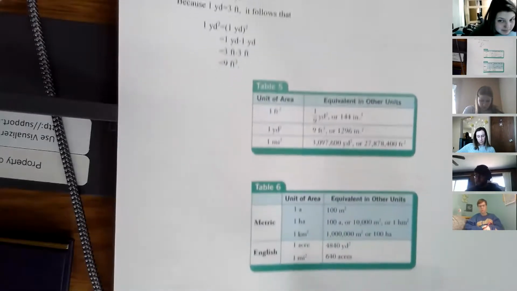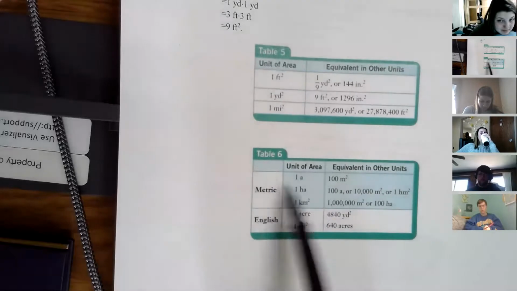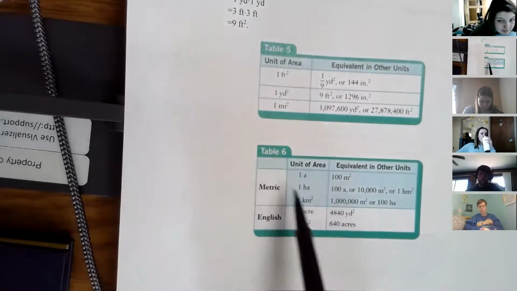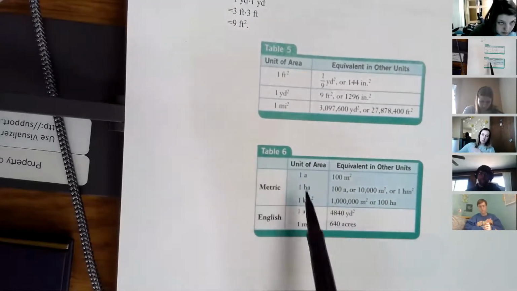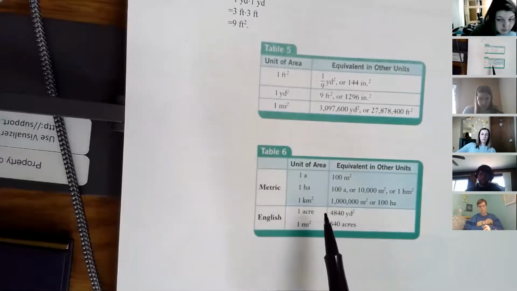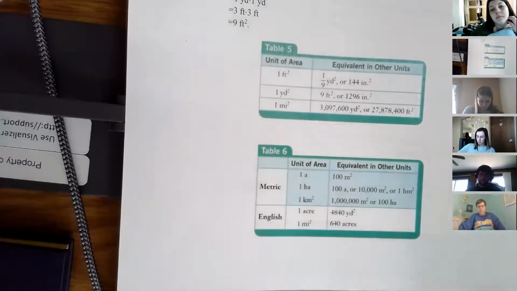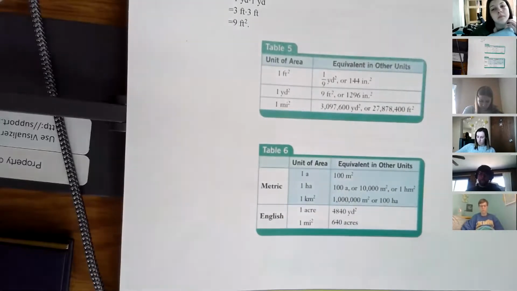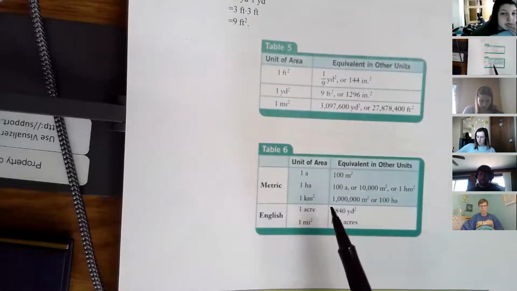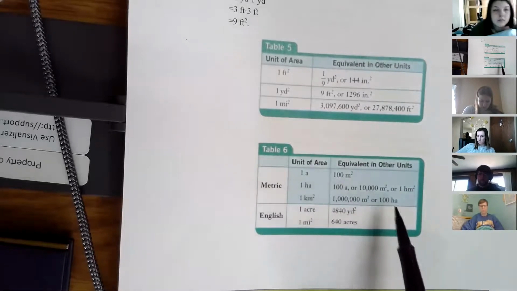And then here are some of the metric units and acres. So 1 acre is equivalent to 40 square yards, and 1 square mile is 640 acres. And then 1 square kilometer is going to be 100 hectares.